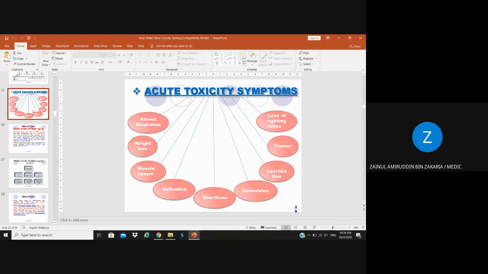This is just an example of signs of acute toxicity. So if you observe this kind of activity in your mice or rats, then you should stop the experiment, meaning stop the experiment using doses above the dose that caused this effect. Okay.